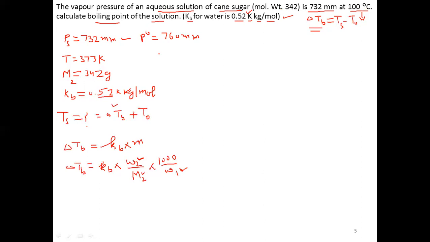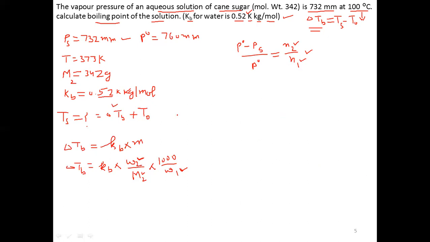So now we have a relation for the relative lowering of vapor pressure. From Raoult's law, P naught minus Ps by P naught, considering the solution to be dilute, is N2 divided by N1. Now we know P naught and we know Ps. N2 is the number of moles of solute and N1 is the number of moles of solvent.